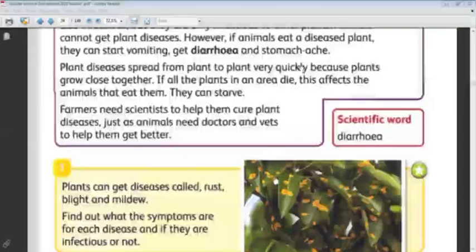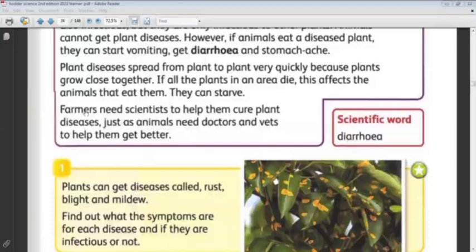Okay, so if the plants in our area all die, we will get starved because there isn't any plant to eat. So we have to treat the plants when they are ill. When we find that the plants are ill, like this plant in this picture, we have to give them medicines to treat them, to make them become better.